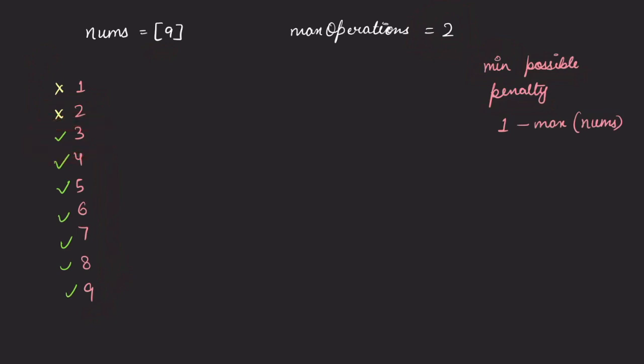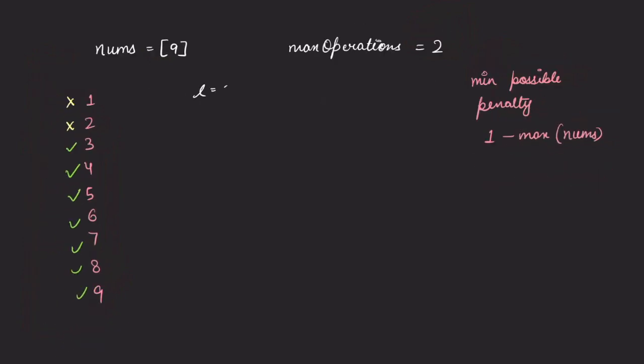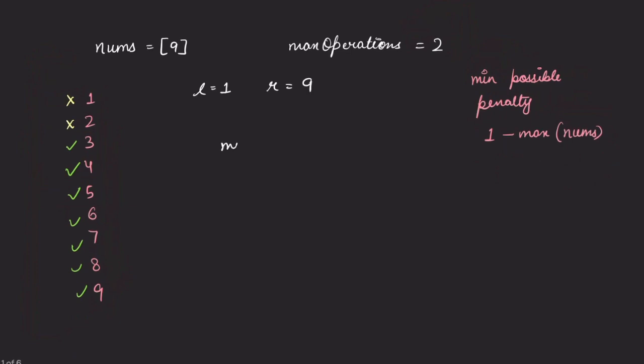So what we can do is that since we know the range is going to be 1 to the maximum number present in nums, can we apply binary search over this particular range? If we apply binary search, then what will we do? We will take a pointer left, which will be 1 because our range starts from 1, and a pointer r, which will be the maximum number in nums, which in this case is 9. You will apply binary search and take the mid.